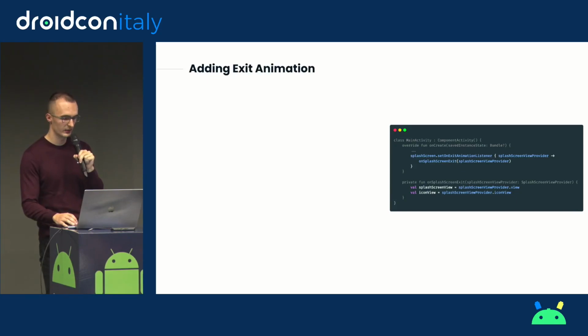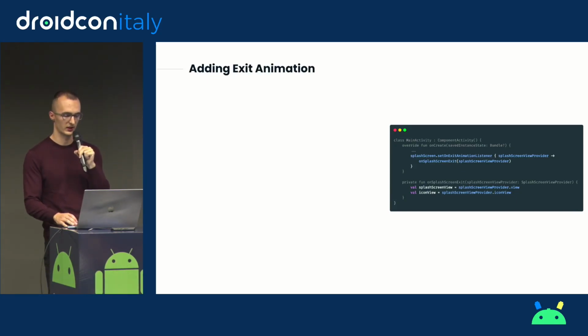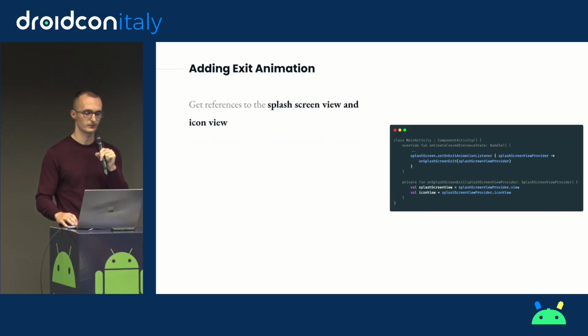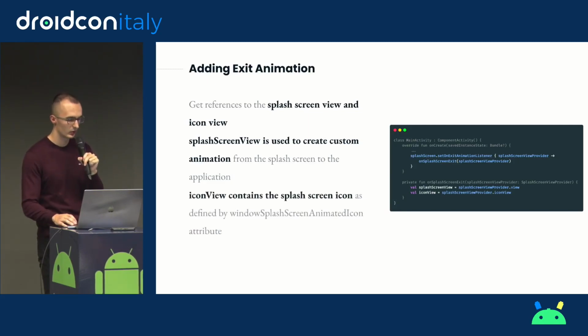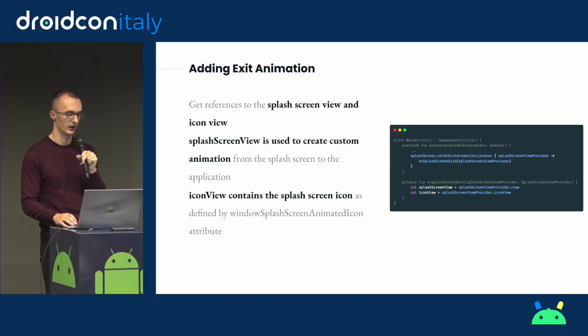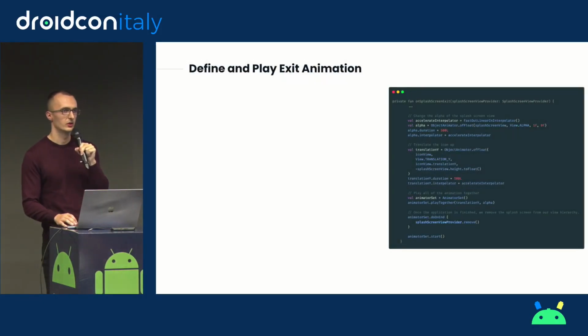So to add an exit animation, we need to call setOnExitAnimationListener on the splash screen instance. And the first thing that we have to do is get references to the splash screen view and to the icon view. So the splash screen view is basically the view that represents the splash screen, and the icon view is the view that represents the splash screen icon. So this is the icon that we have defined with the window splash screen animated icon attribute. So now when we have references to these two views, we can run animations on them as we would do with any other views.